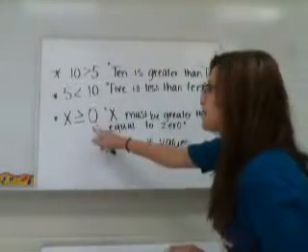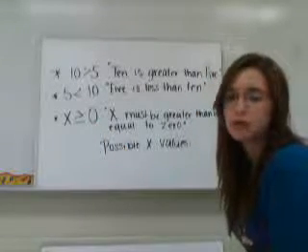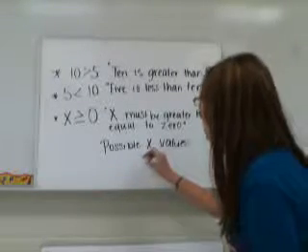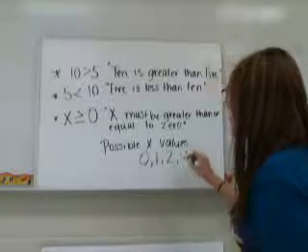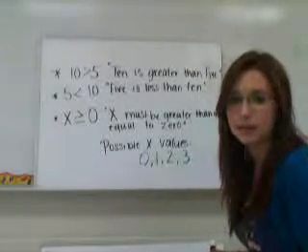So let's look at this last one. If x must be greater than or equal to 0, some possible values that we could put in for x would be 0, 1, 2, 3, and I could continue to all numbers greater than or equal to 0.